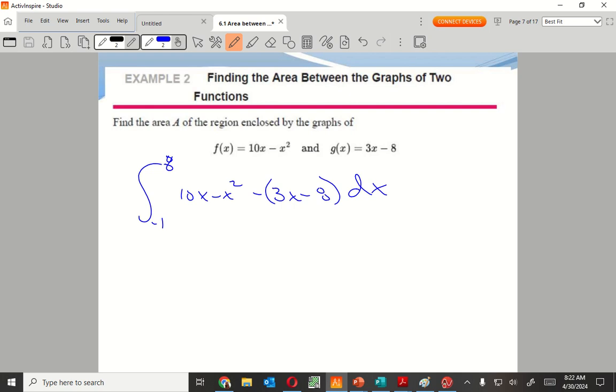Now, you notice how I wrote this here with parentheses, because I need to subtract the entire function. That's important, because if I just put a minus sign, minus 3x minus 8, that's not going to help me out, because I have to subtract the entirety of the function. Or I could rewrite it in two separate integrals: the integral from -1 to 8 of 10x minus x squared dx, minus the integral of 3x minus 8 dx from -1 to 8.